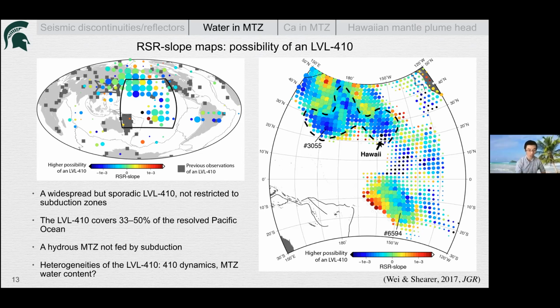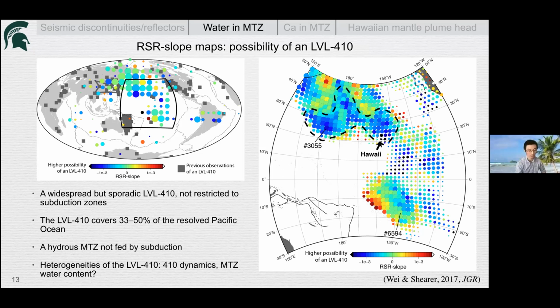And what causes that? Like we said, that could be hydrous melting right above the 410 discontinuity, and therefore that can indicate water in the mantle transition zone. And as far as I know, I don't think there's any slab in this region. The Hawaii mantle plume is over here, so there's no plume over here. What I want to say is that it looks like we find a region of hydrous mantle transition zone that is not directly fed by subduction or plumes.